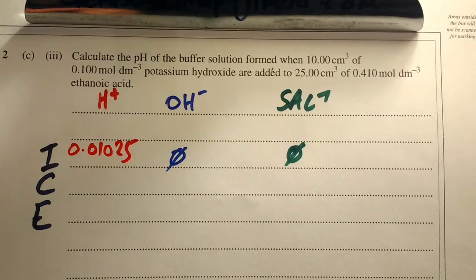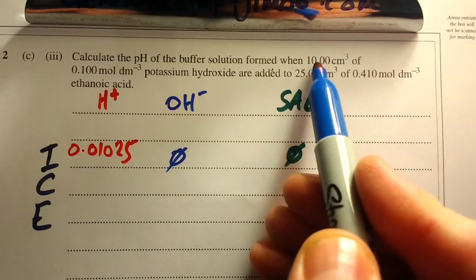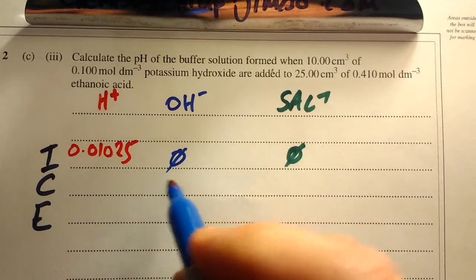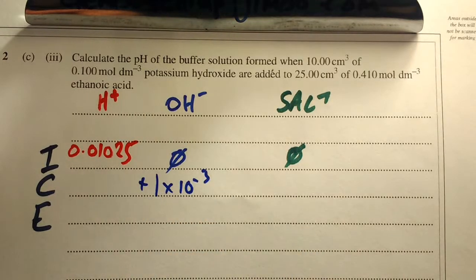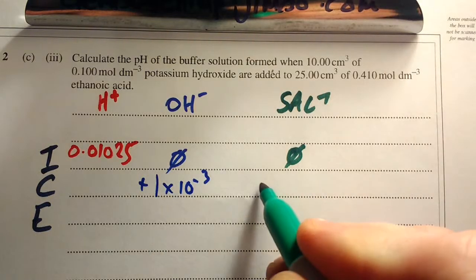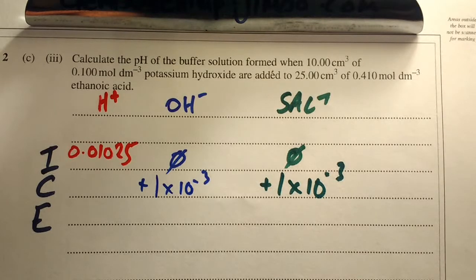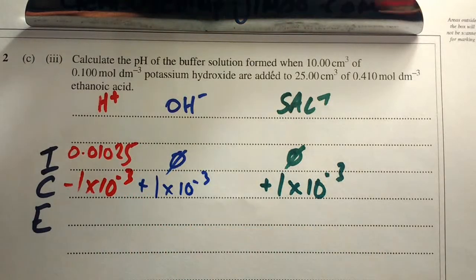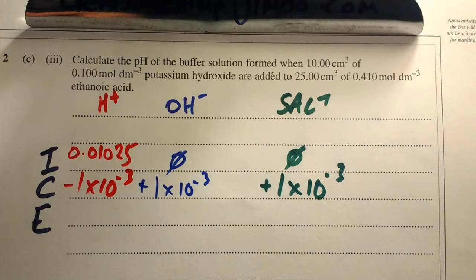The next thing to do is we work out how much potassium hydroxide has been added. So we've got 10 cc's of a 0.1, so it's 10 times 0.1 divided by 1000, so that's 1 times 10 to the minus 3. So that's how much we've added. That will form 1 times 10 to the minus 3 moles of the salt, and we will use up 1 times 10 to the minus 3 moles of the acid, making that salt, or reacting with the hydroxide, whichever way you want to look at it.